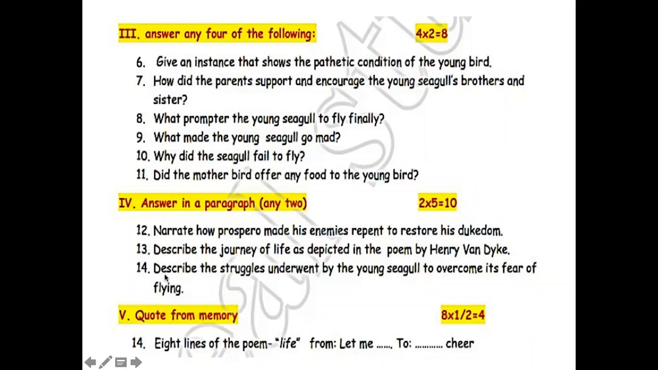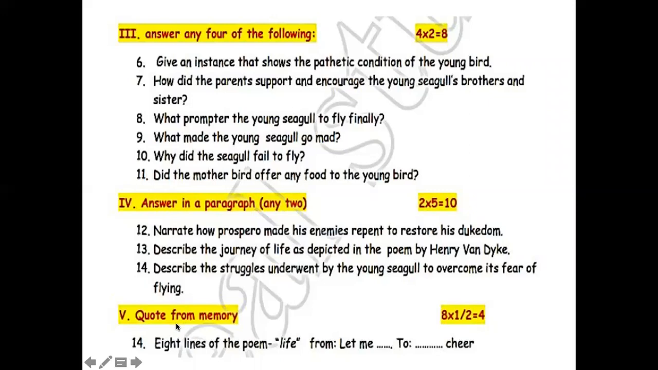So here you have got one each from the poem, prose, and supplementary. You need to attend any two. If you are attending prose and poem, okay. Or if you are attending supplementary and poem, okay. Supplementary and prose, okay. Any two only you have to attend.